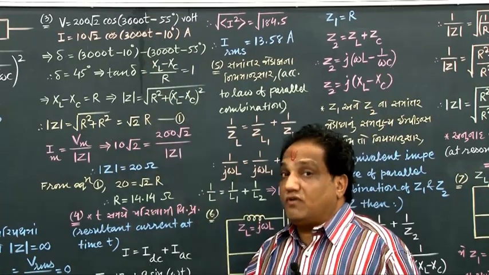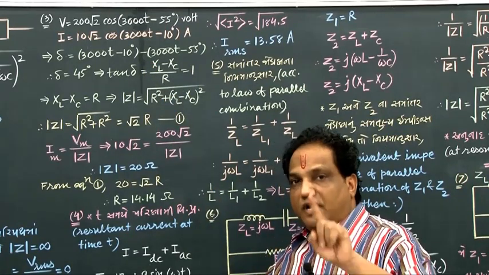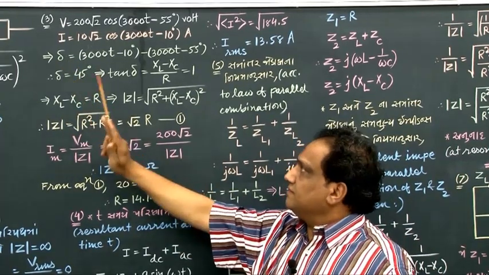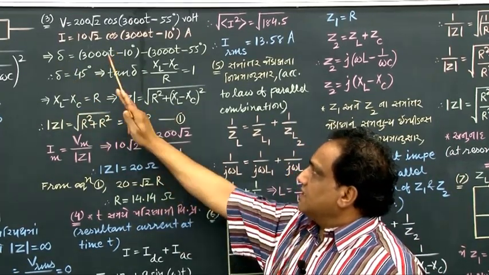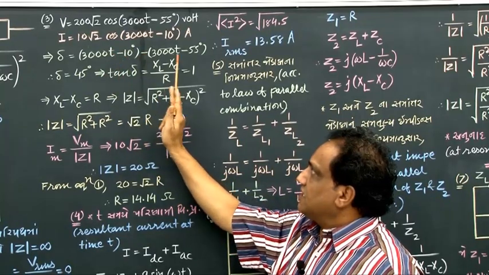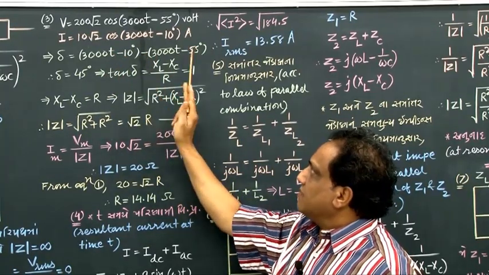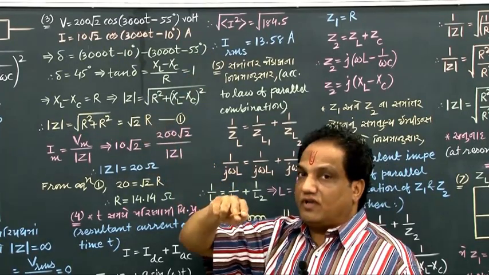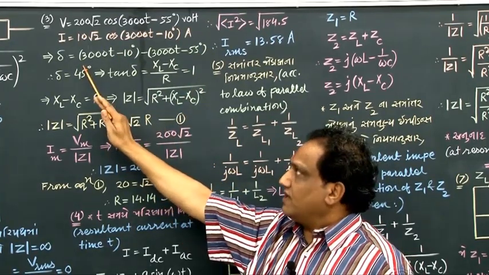At present, you know what we have done? We have taken greater phase minus smaller phase. Come on, find the value of delta. It is this minus this. 3000 t minus 3000 t will cancel. Minus minus plus 55 degree minus 10 degree. 55 degree minus 10 degree, that is 45 degree, correct?